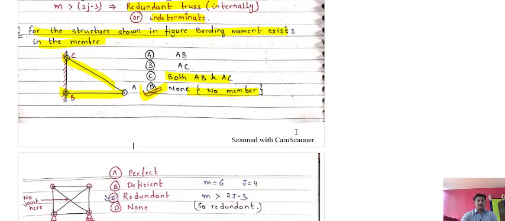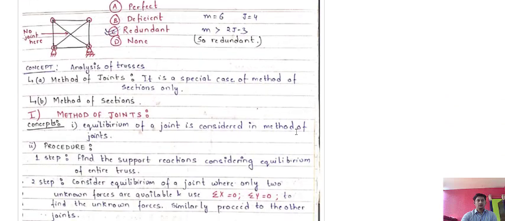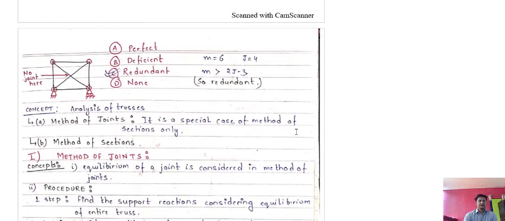Now we come to the second part. This is a truss. There are six members: one, two, three, four, five, and six, and he has given that there is no joint at this point. So the number of members is 6 and the number of joints is 4. We will put these values in the equation m equals 2j minus 3. Members here are 6.